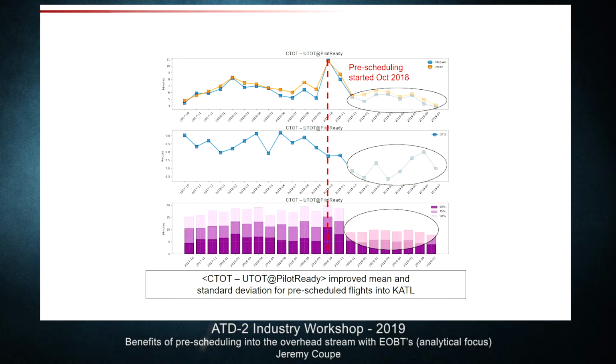So here it is. On the horizontal axis, this is the start of ATD-2, October 2017. This is the full month of July here at the very end. I have a vertical red line here to say pre-scheduling started in October 2018.